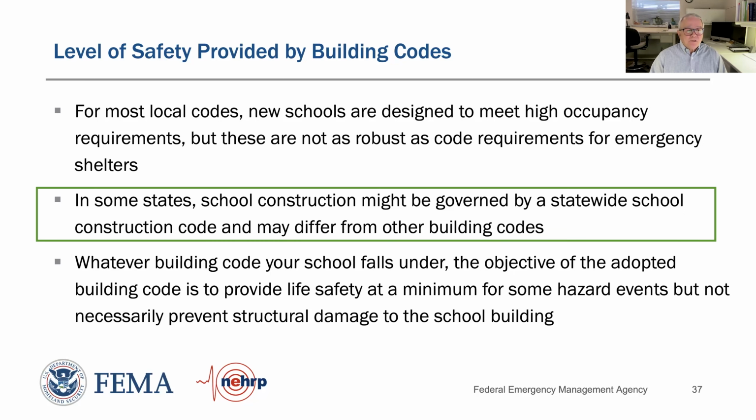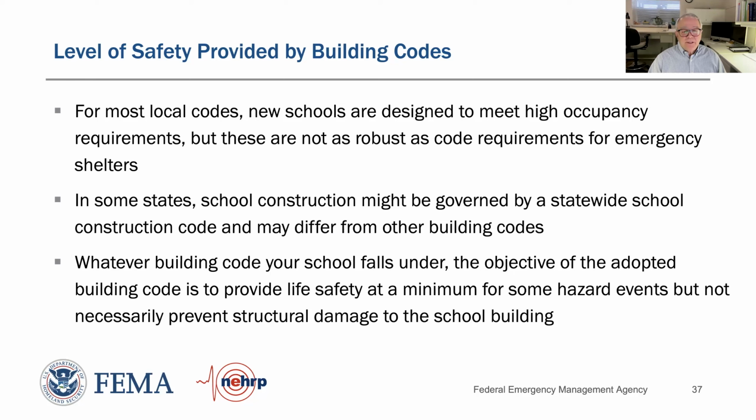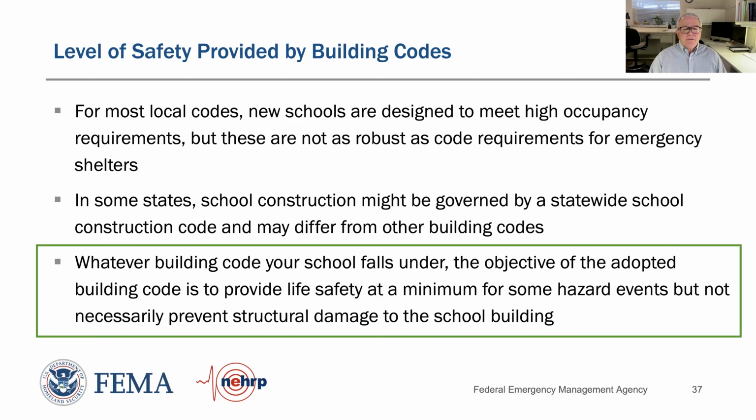In some schools, school construction might be governed by statewide school construction codes and may differ from other building codes. We touched upon this earlier in a module where we talked about the special building code regulations for schools in California. Whatever building code it falls under, the objective of the adopted building code is to provide life safety at a minimum for some hazard events, but not necessarily prevention of structural damage to the school building.